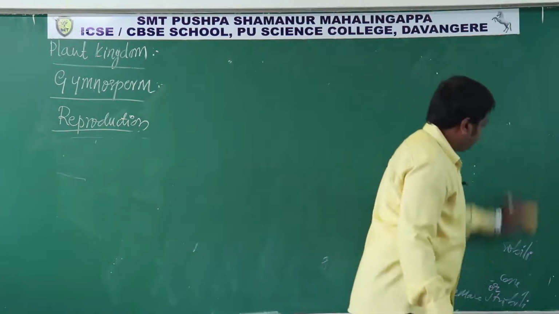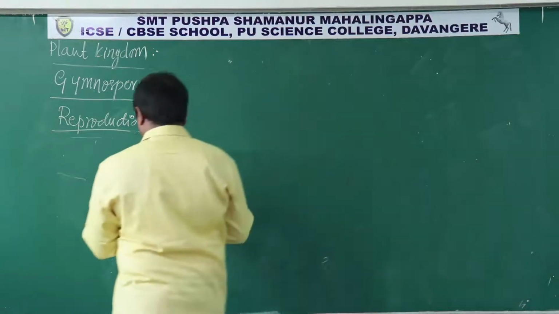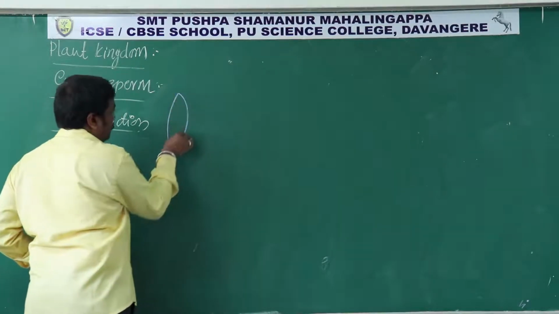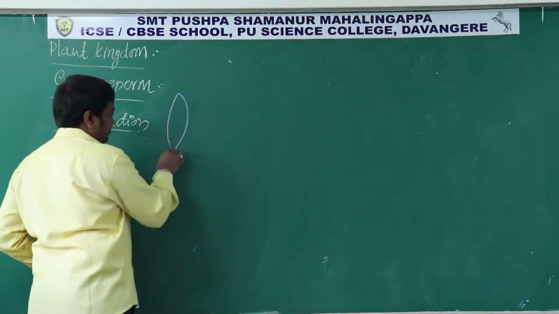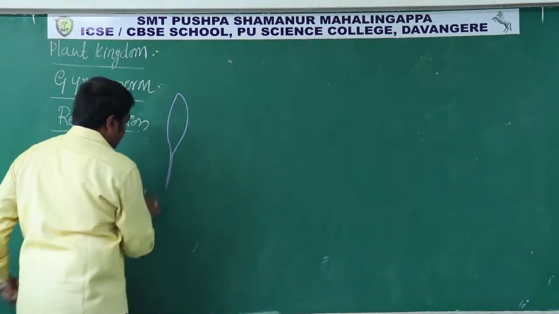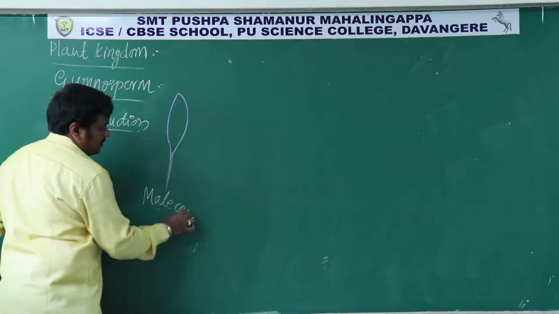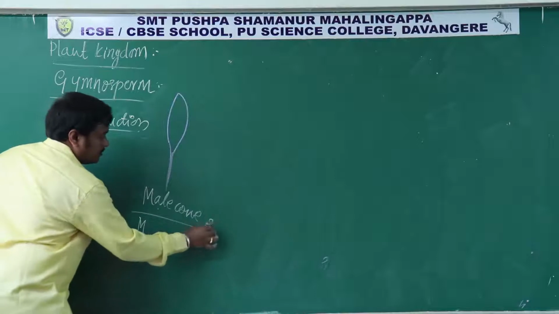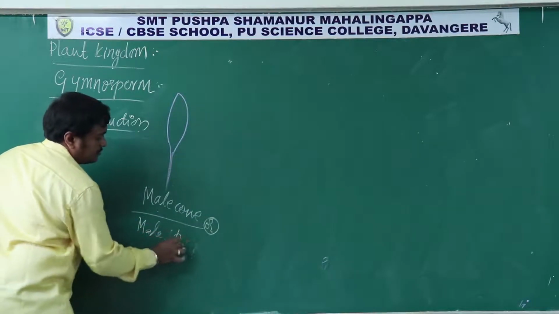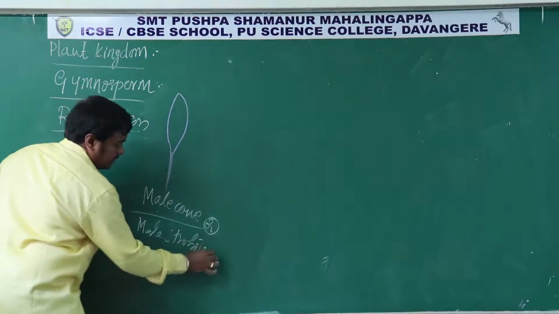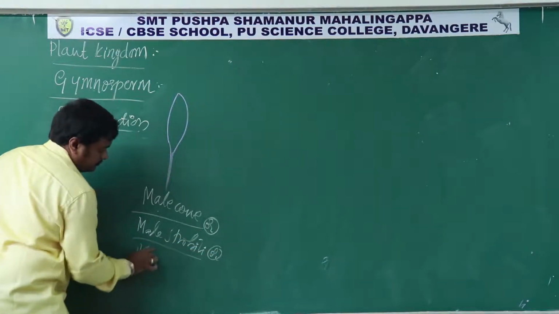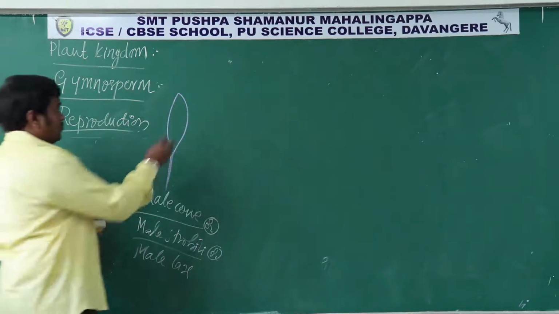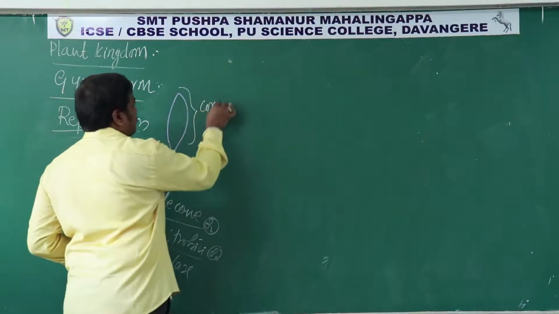Let's take the example of Pinus. In Pinus, they produce one structure which is like this. So this is a male cone, or male strobili, or male lax. There are three names.